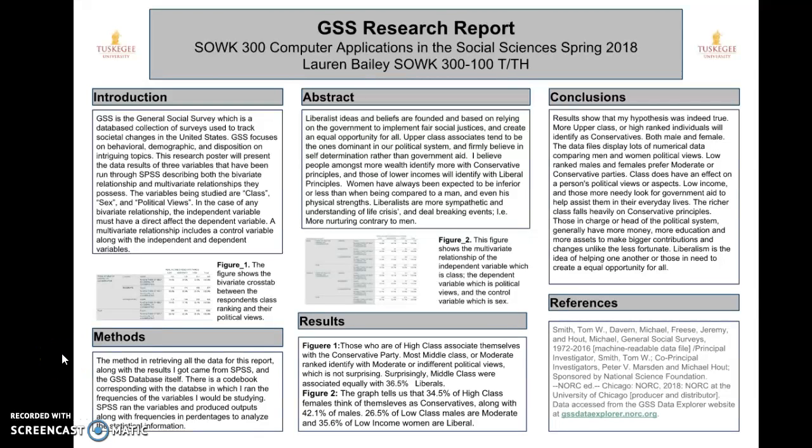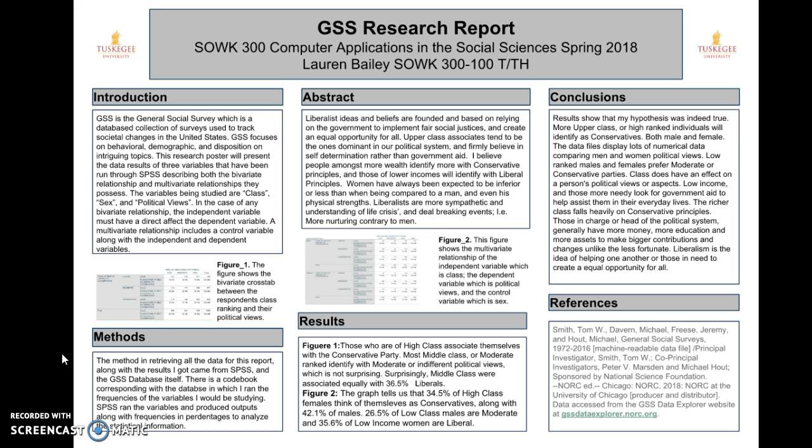Okay, so here I have presented for you the GSS research report and an introduction to this research report. Well, what is GSS? It is the General Social Survey, which is a database collection full of surveys that tracks societal changes in the United States, behavioral, demographic, and different dispositions on intriguing and different topics of discussion. The research poster that I have here for you will explain the multivariate and the bivariate relationships between the three variables which we were assigned for this particular report.